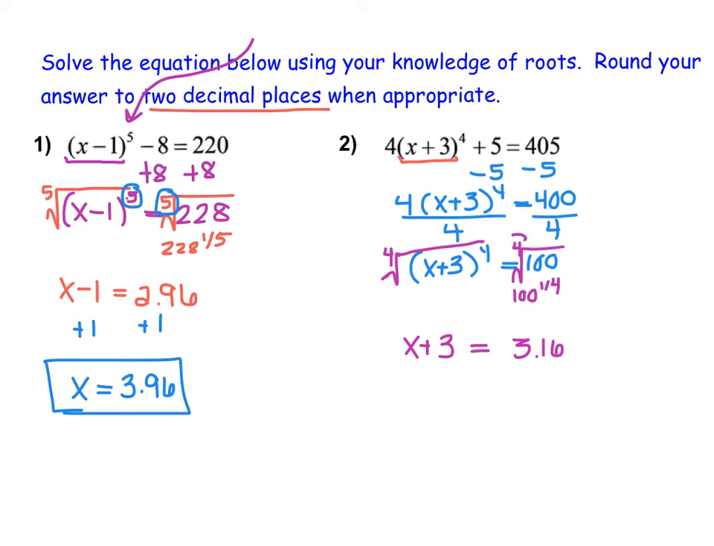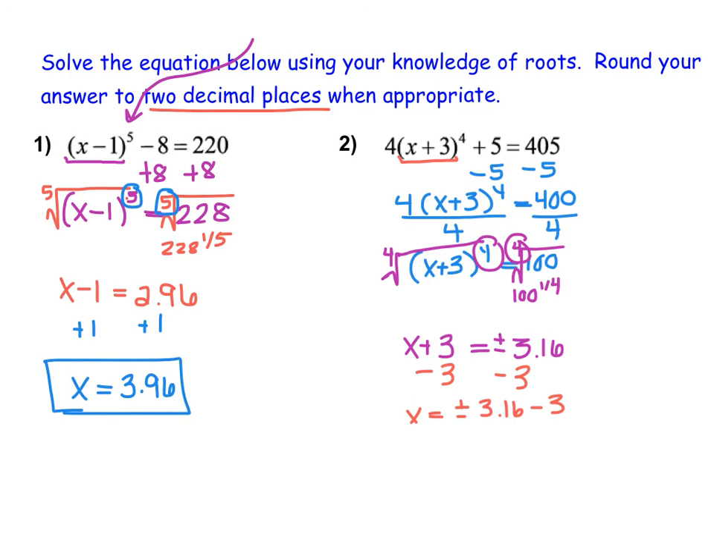And then from here, because I have an even root and an even power, I am going to include the plus or minus here. So what this means is I need to remember that a positive 3.16 to the power of 4 and a negative 3.16 to the power of 4 will both give me 100. Now, my last step here is to get the x by itself, so I subtract 3 on each side. So I end up with x is equal to plus or minus 3.16 minus 3.